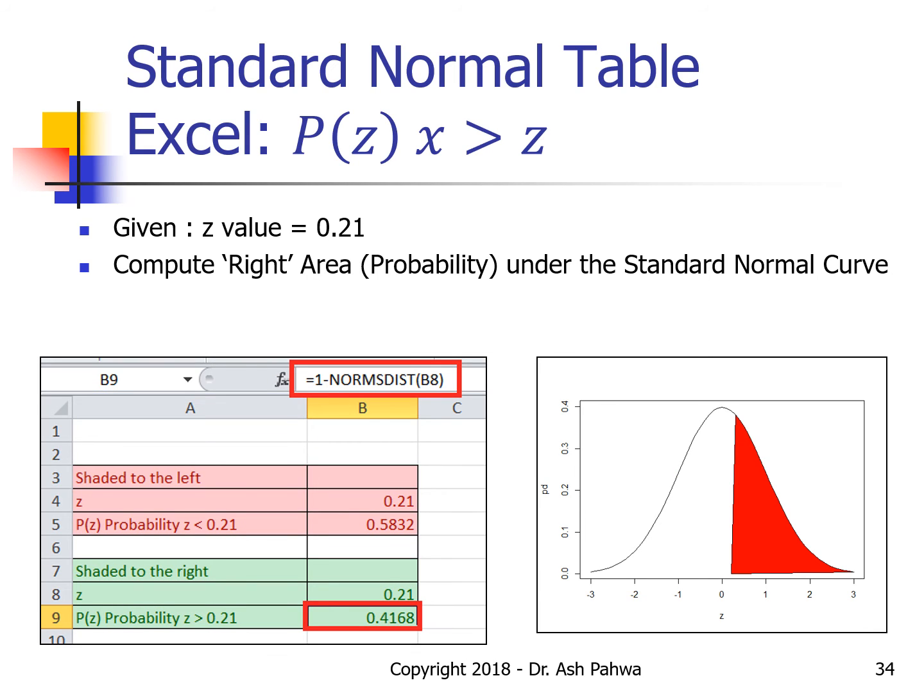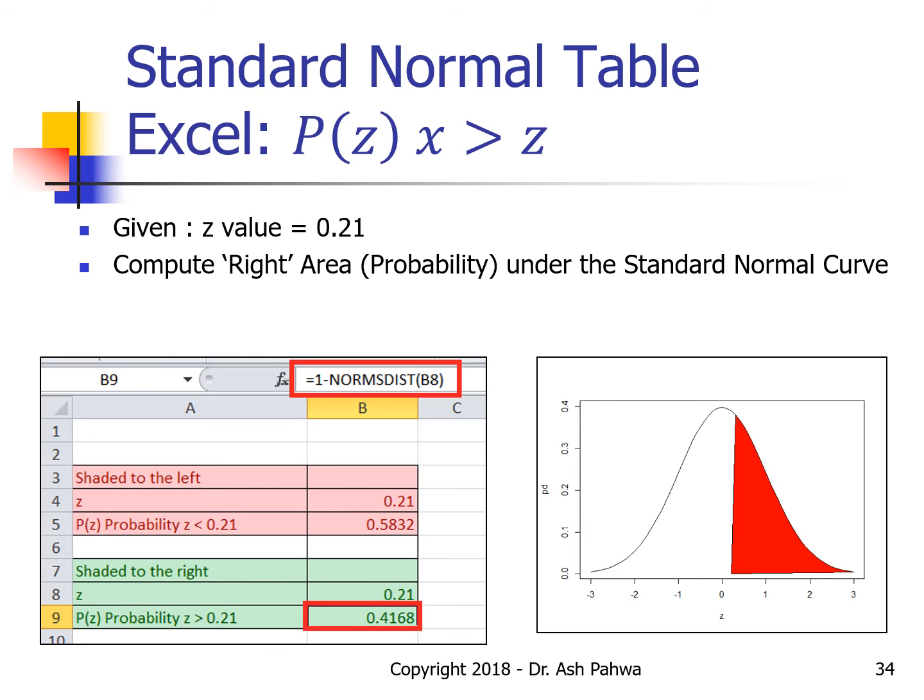Now suppose my z value is 0.21, and I want to compute the area on the right hand side under the standard normal curve. I know the total area under the curve is 1, and I have the ability to compute the area on the left hand side of that z value. So to get the area on the right hand side, we just take 1 minus the area on the left hand side.